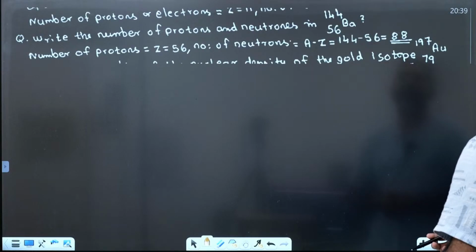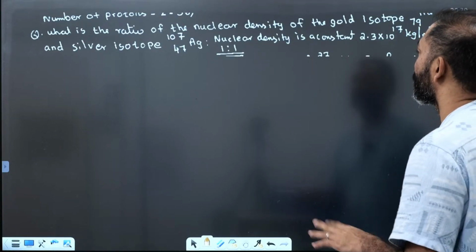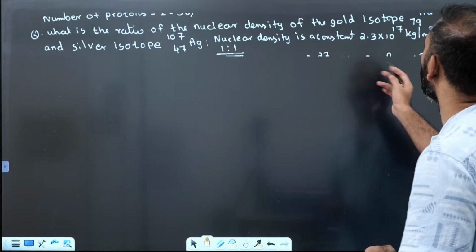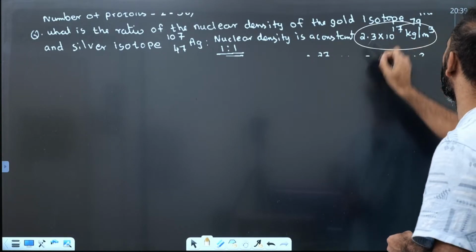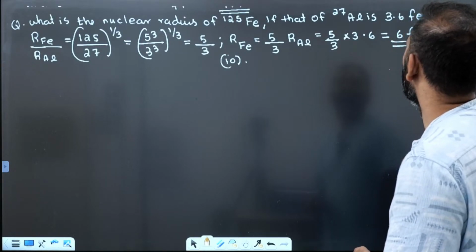Nuclear density of a gold isotope. Nuclear density will be a constant, 2.3 into 10 raised to 17 kilogram per meter cube. It is independent of mass number and atomic number.